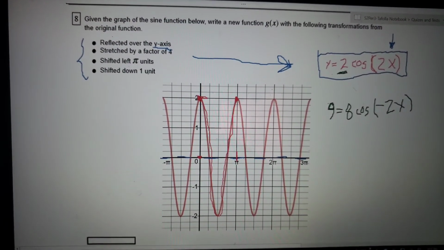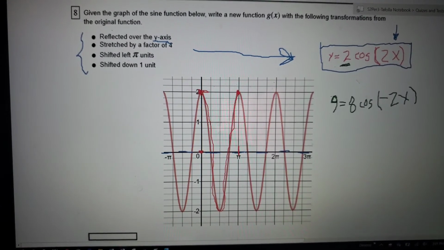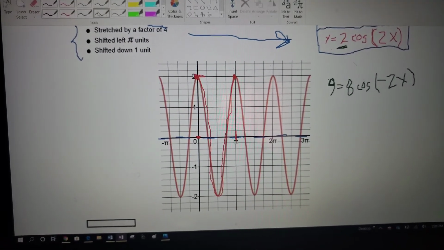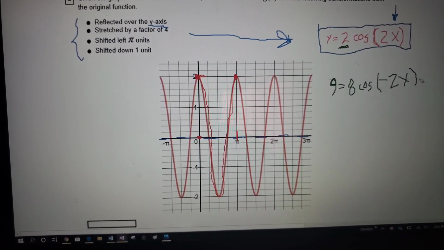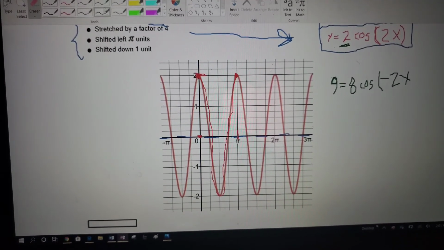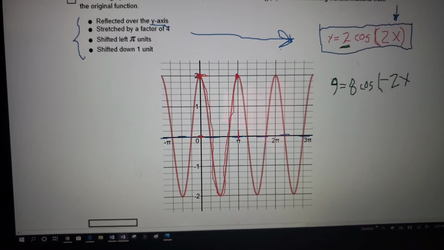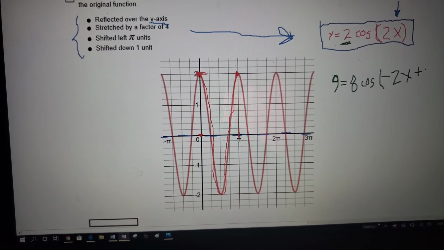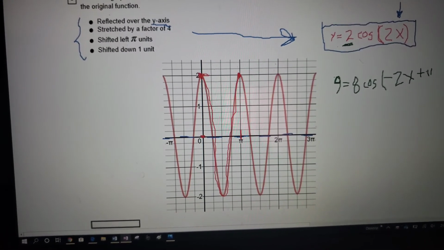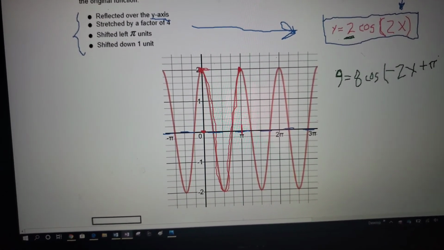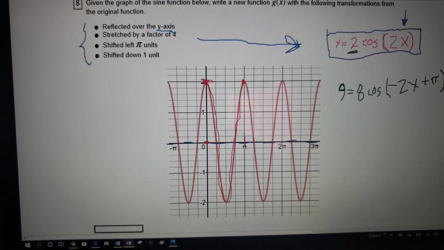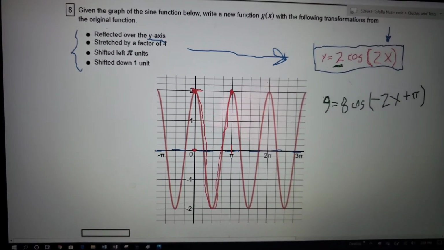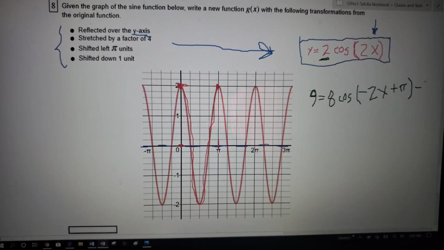Then the last one we have is shifted left pi units. I'm going to need my eraser, and I'm going to make this shift left. Let's make it go left pi units. So left means this is going to be plus pi. Now here I actually have to change this a little bit. Well, before I do that, let's do the shifted down 1 unit. That's just going to be the easiest one, just minus 1.